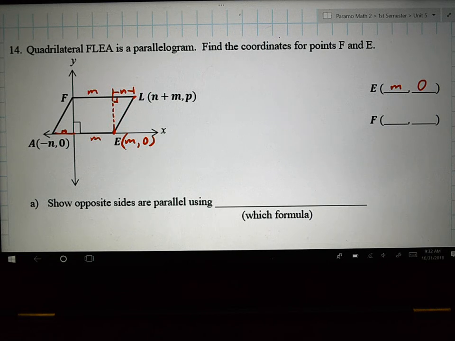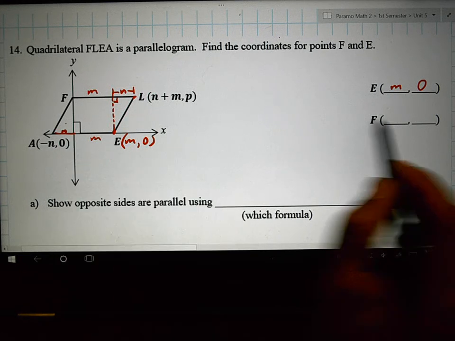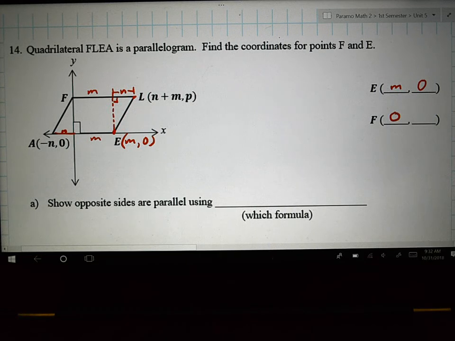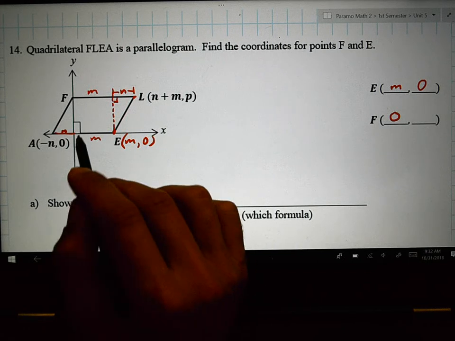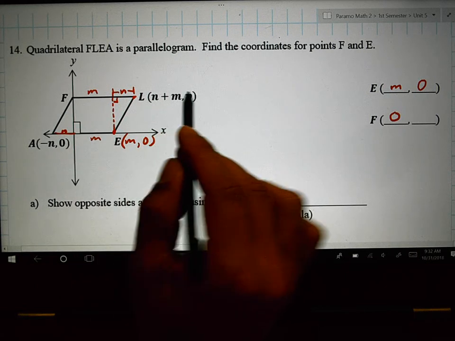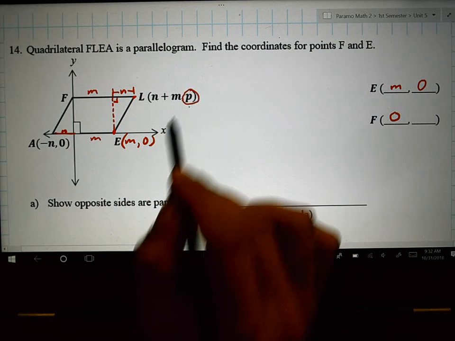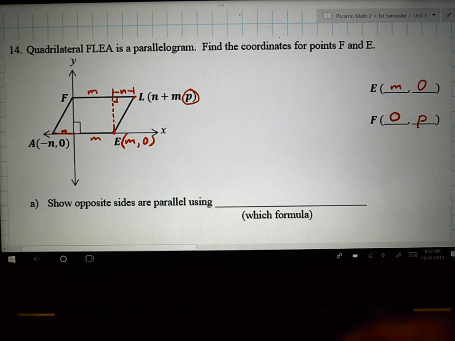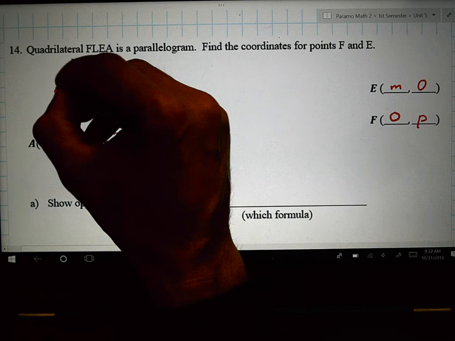For F, I went 0 left and right. I'm just going straight up. I went 0 units left and right. When I went up vertically, how many units? I can use this distance there. That's the distance I went up. It's the letter P. I have to do it in terms of those letters. So this is at 0, P.